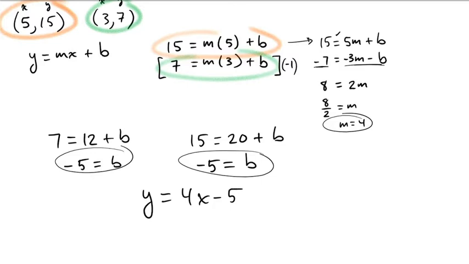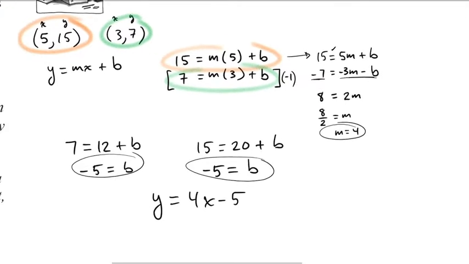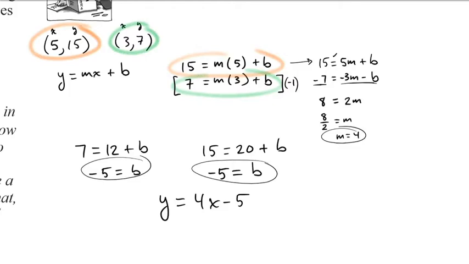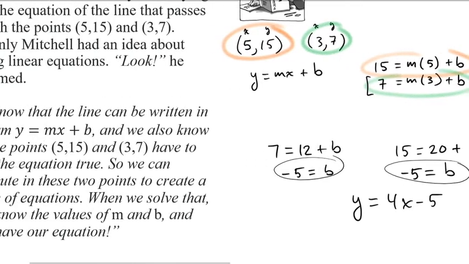And as a triple check, I feel like I've been checking a lot, I could plug in x from the first point, 5, and I do get indeed 15. And if I plug in 3 from the second point, it does give me back 7. So this is a different strategy. It's not how we found the equation of the line before, using a system, but this might be useful today.